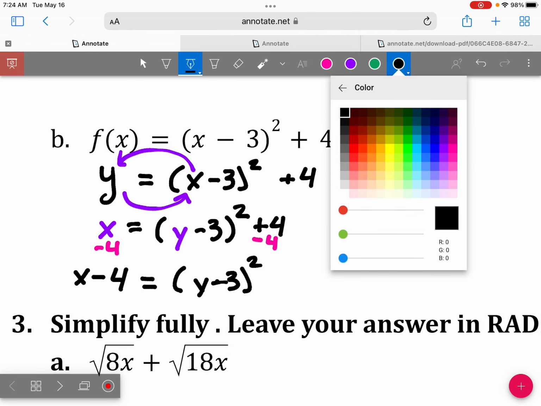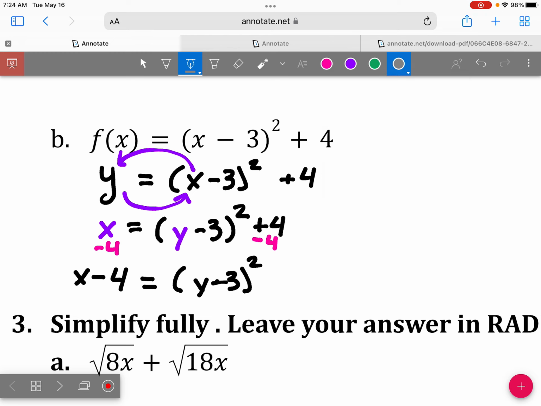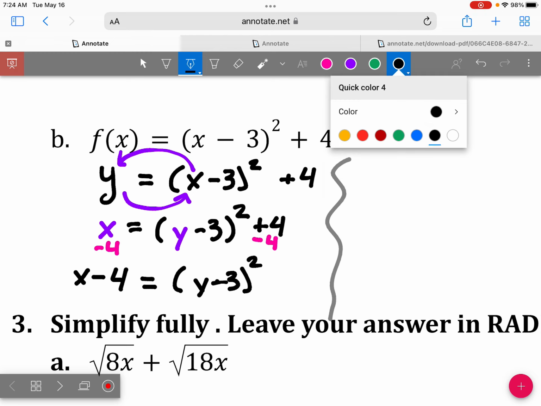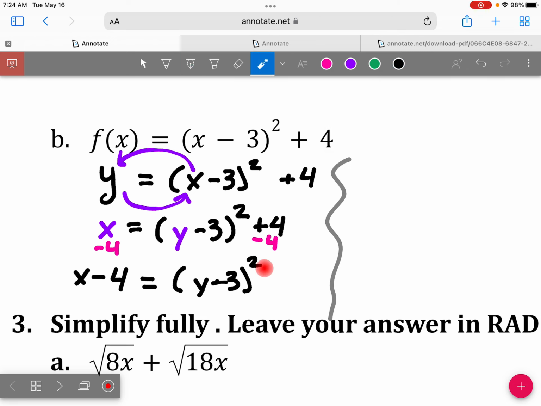Next thing I need to do is get rid of that square. So how do we do that? How can I make him leave? Not distribute. You're not wrong, but it's going to make it way harder if I wind up with y squared. Square root it. So I want to undo the square from this side, but whatever I do to one side, I do to the other.